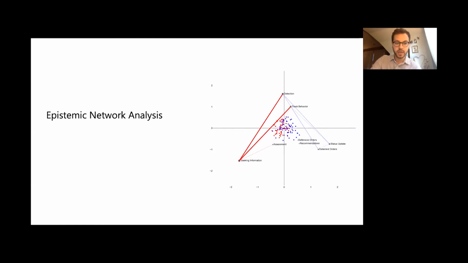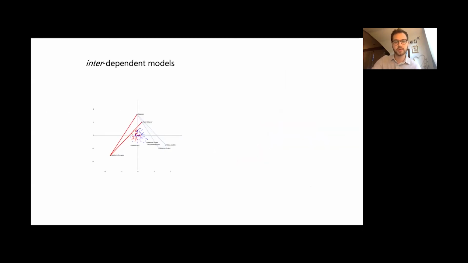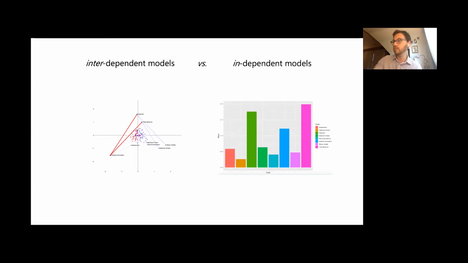So I'm going to talk a bit today about one model or one technique that can, epistemic network analysis, and I'll get into the details of that later. But as some of you may have run into, the issue with interdependent models, or ones that can account for interdependence like ENA does, compared to what I'm calling independent models, or those that isolate the actions of individuals in collaborative contexts, is that interdependent models tend to be more complex, both visually and computationally.